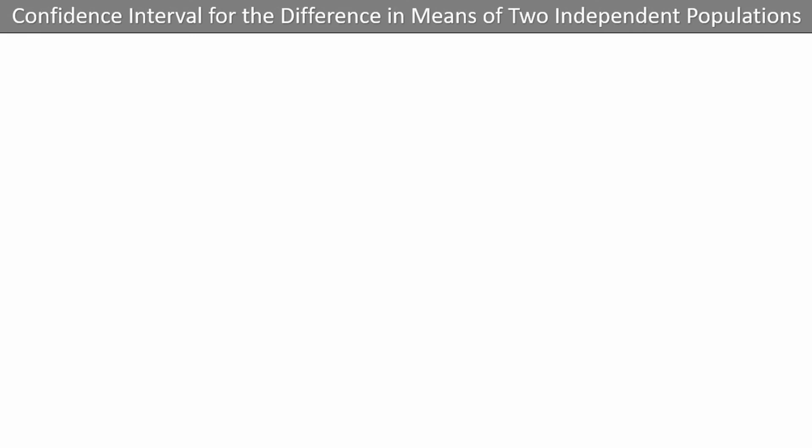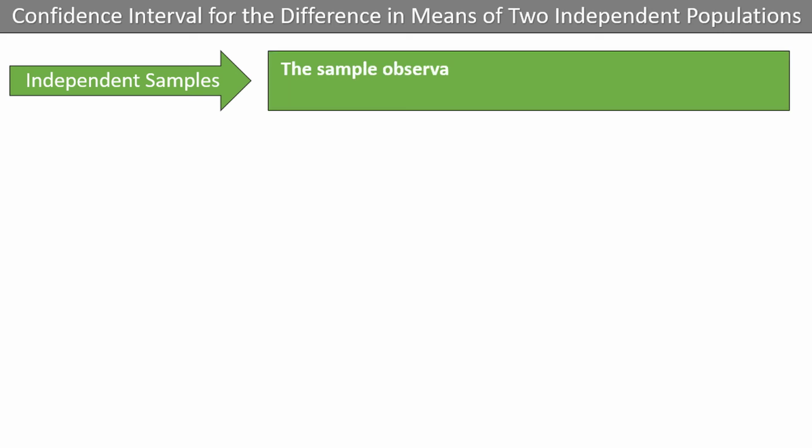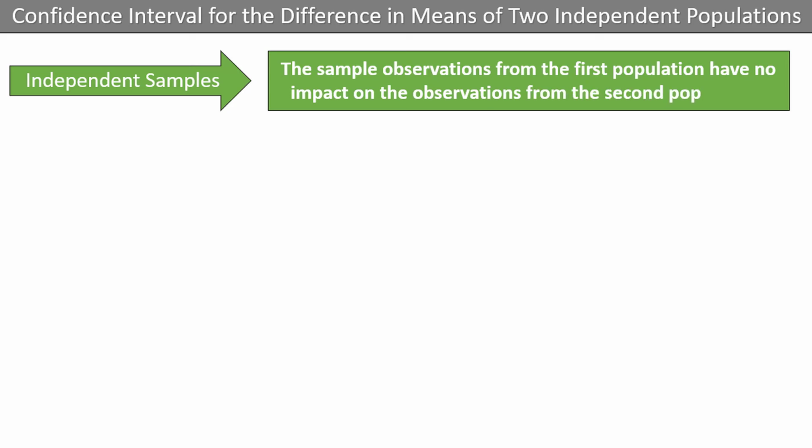Welcome, my friends! In this video, we will discuss how to construct a confidence interval for the difference in means of two independent populations. By independent, I mean that the sample observations from the first population have no impact on the observations from the second population.